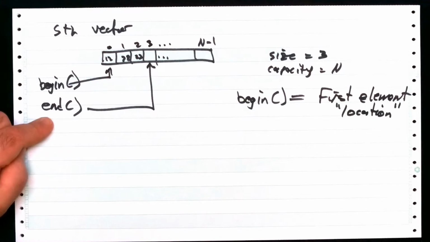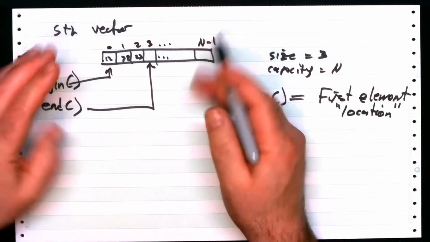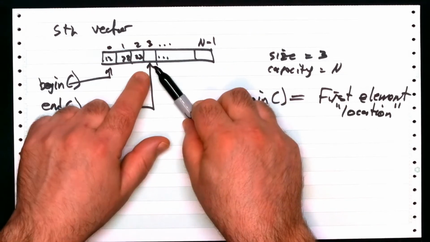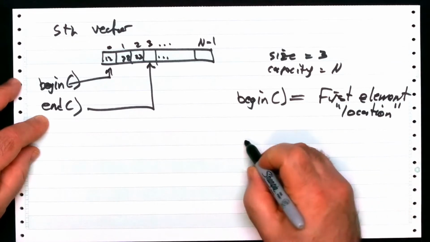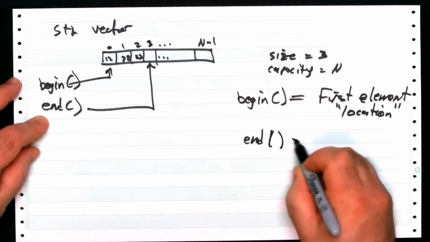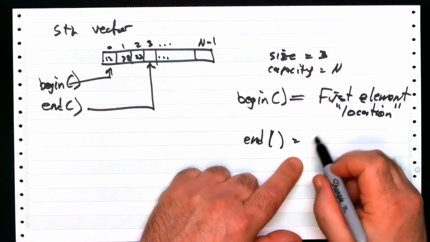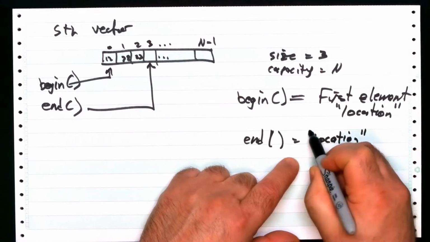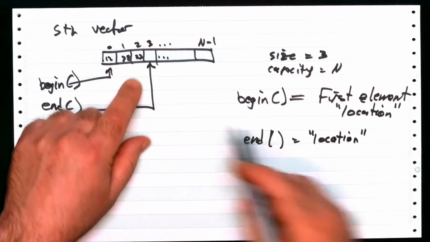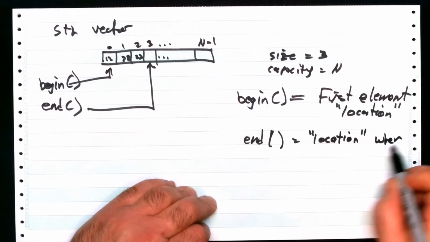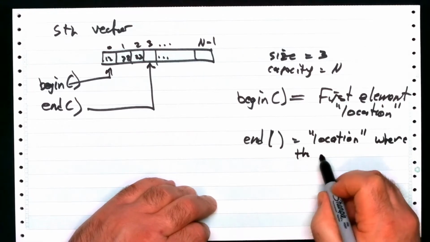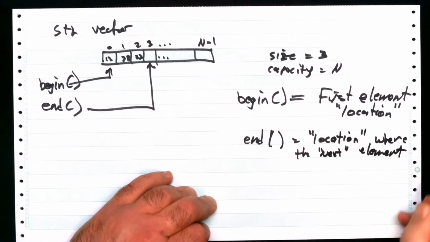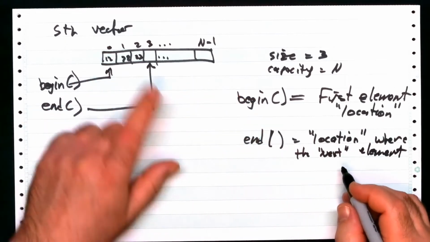What would end be in this scenario? If this was just a C array, end would be the address of the value that would be stored at 3, even though there is not one there. What does that really mean? End equals the "location". Again, I'm quoting this, right? Because there's nothing there, where the next element would go if you added another one to your array.